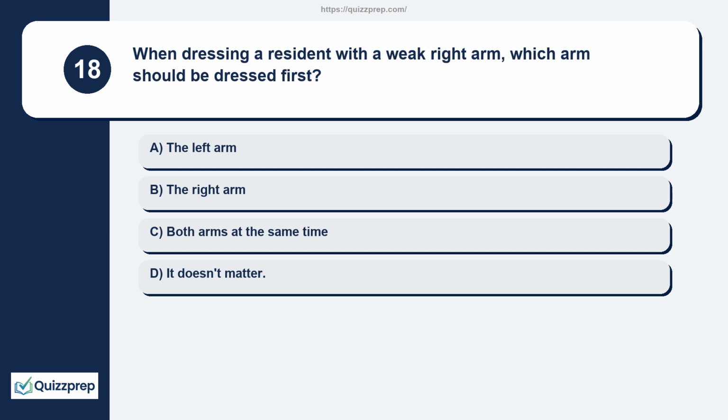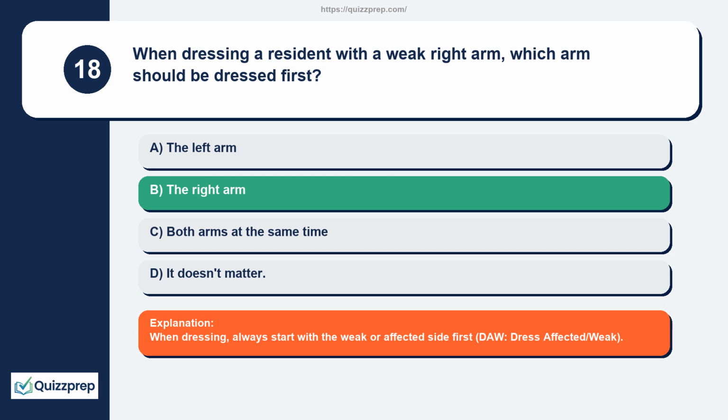Question 18. When dressing a resident with a weak right arm, which arm should be dressed first? The left arm, the right arm, both arms at the same time. It doesn't matter. When dressing, always start with the weak or affected side first. Dress affected/weak.